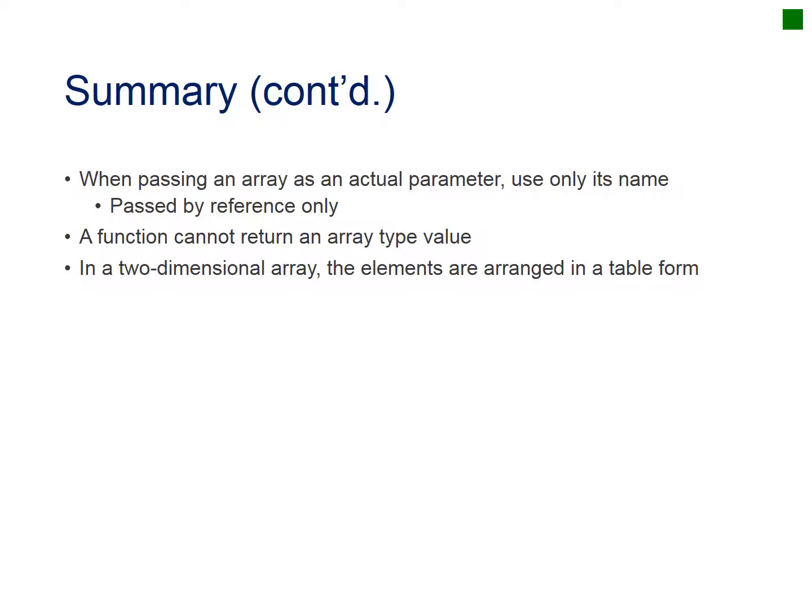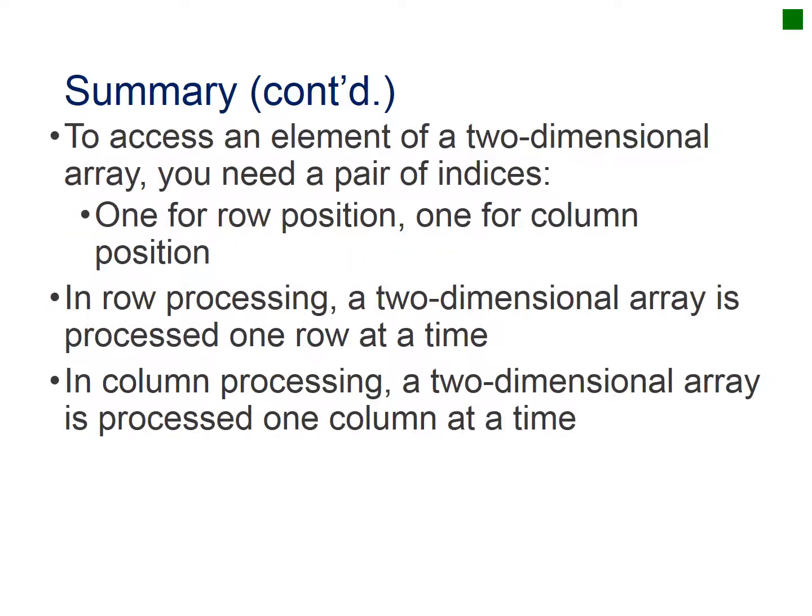In a two-dimensional array, the elements are arranged in a table form. To access an element of a two-dimensional array, you need a pair of indices, one for the row position, one for the column position. In row processing, a two-dimensional array is processed one row at a time. In column processing, a two-dimensional array is processed one column at a time.